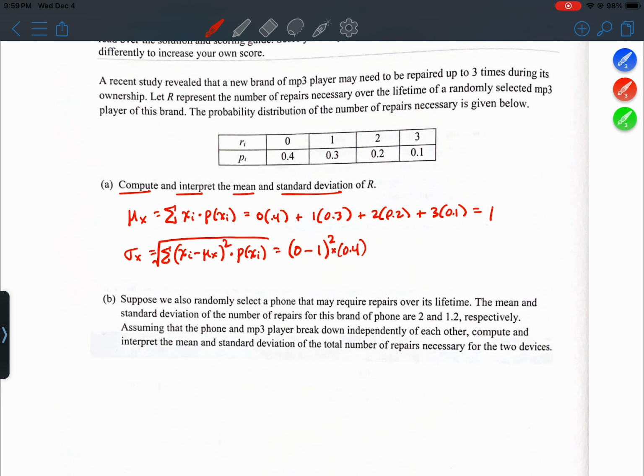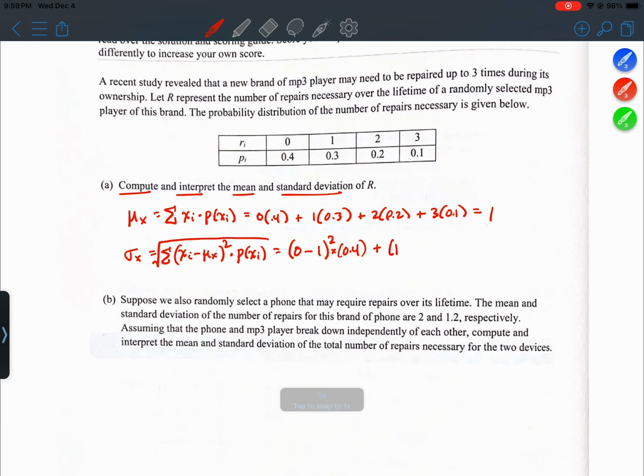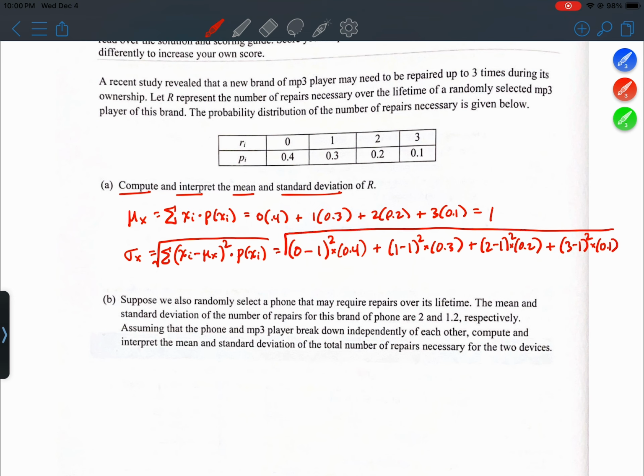Let's say times. And then I move on to the next value. So then it would be 1 minus 1 squared times 0.3. And then the next term would be 2 minus the mean 1 squared times 0.2. And then the last term is going to be 3 minus the mean 1 squared times 0.1. And then don't forget we have to take the square root of the whole thing.